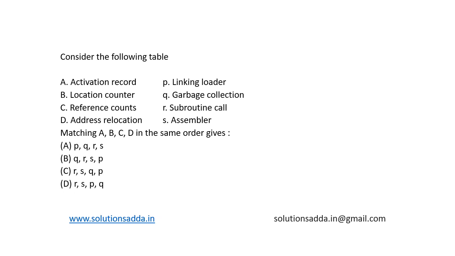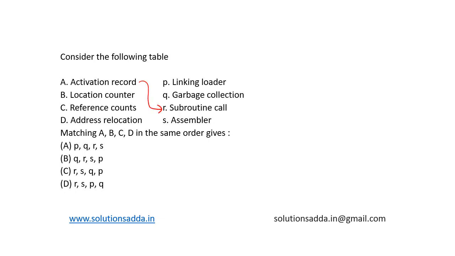This is a question from operating system. Consider the following table. There is activation record, location counter, reference counts, and address relocation in one part. There is linking loader, garbage collection, subroutine call, and assembler in another half. Matching A, B, C, D in the same order gives, and 4 options are given. Let's see each option. A is activation record. Activation records are required to keep the information of subroutine calls. The languages which allow subroutine calls create an activation record whenever a subroutine call is made. So A can be mapped to R, that is subroutine call.